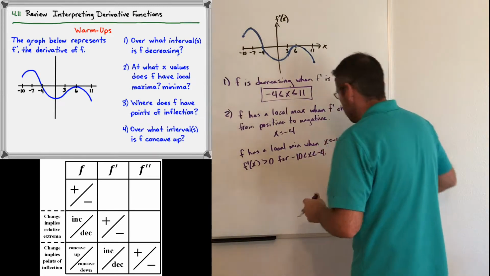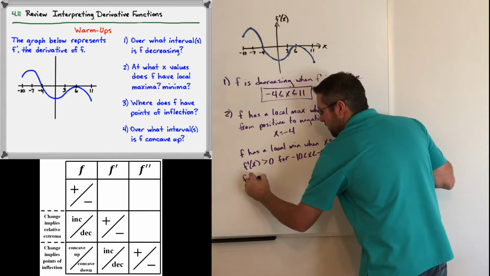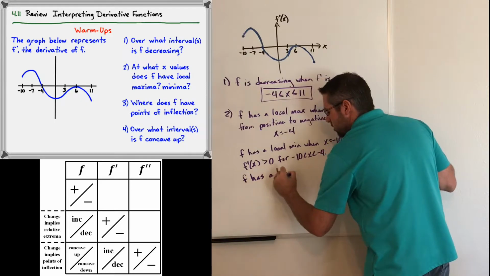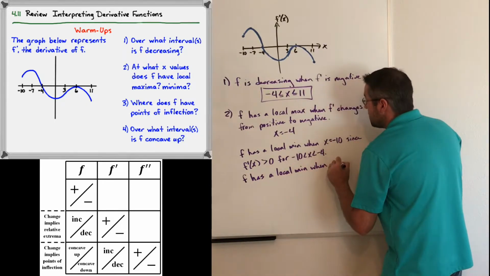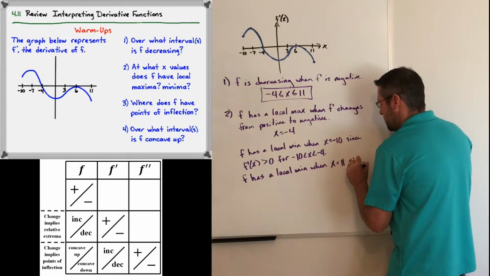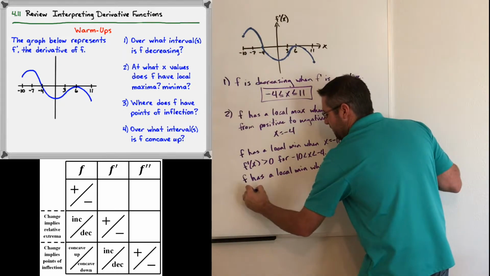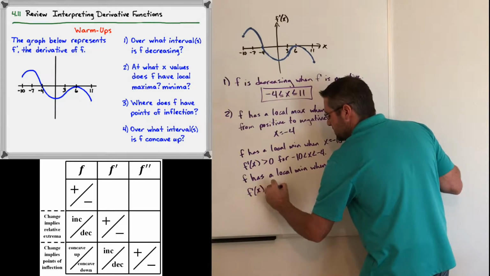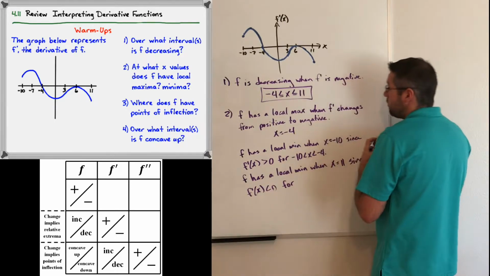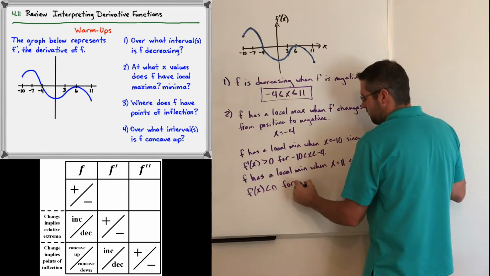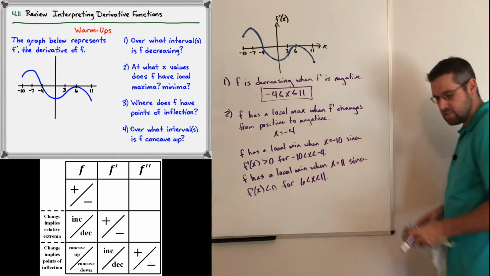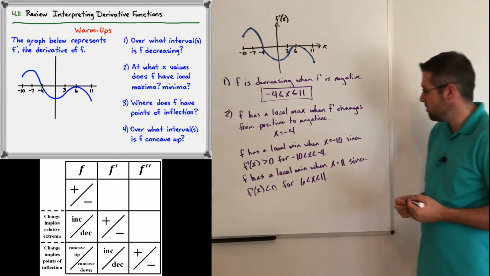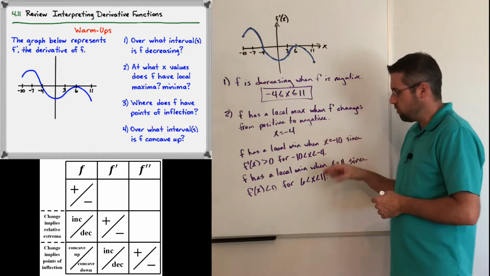We can say that f has a local minimum when x equals 11, since f prime of x is less than 0 for the interval immediately preceding that endpoint. So for 6 is less than x is less than 11. Okay, so that's identified all our local extrema, our local maximums and our local minimums.